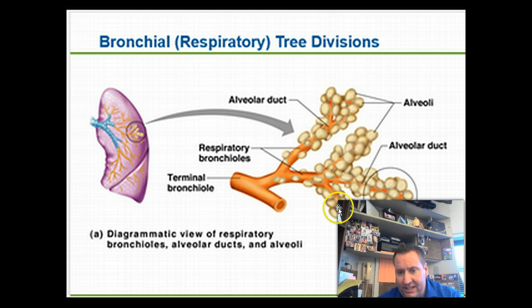Once we reach a terminal bronchiole, we get to the very end, and what we find out, guys, is we have these little tiny air-like sacs that are here that we call alveoli. And then these alveolar sacs is finally we've arrived at the time where actually gas exchange is going to occur.